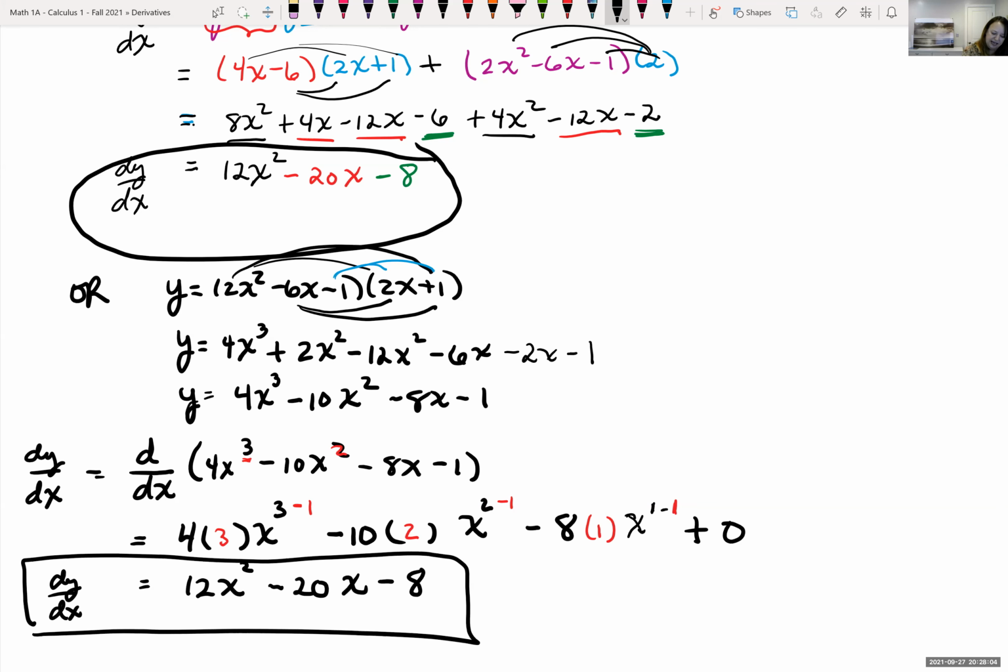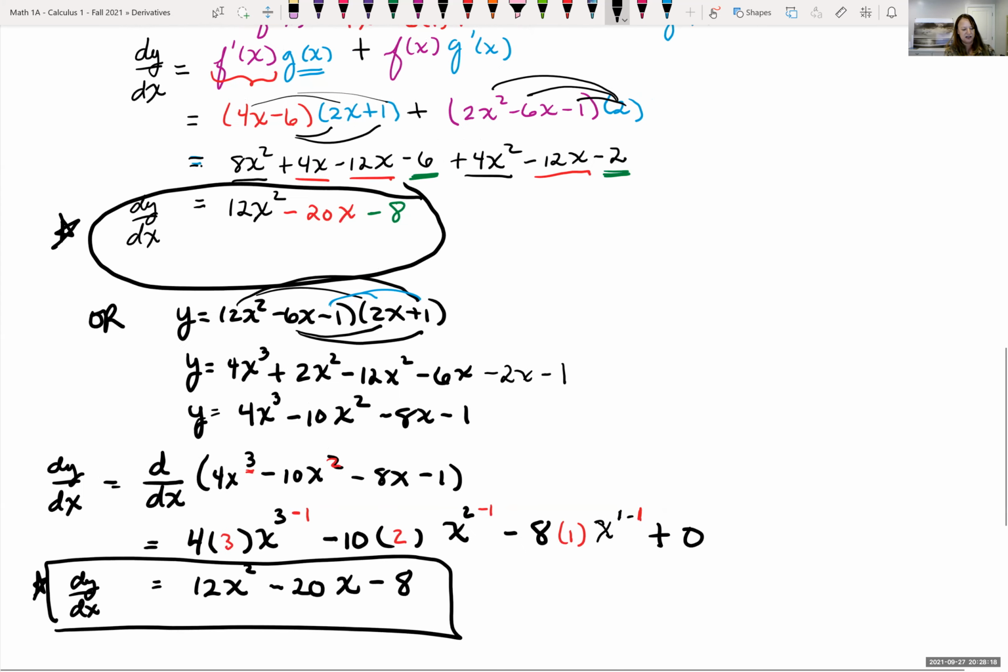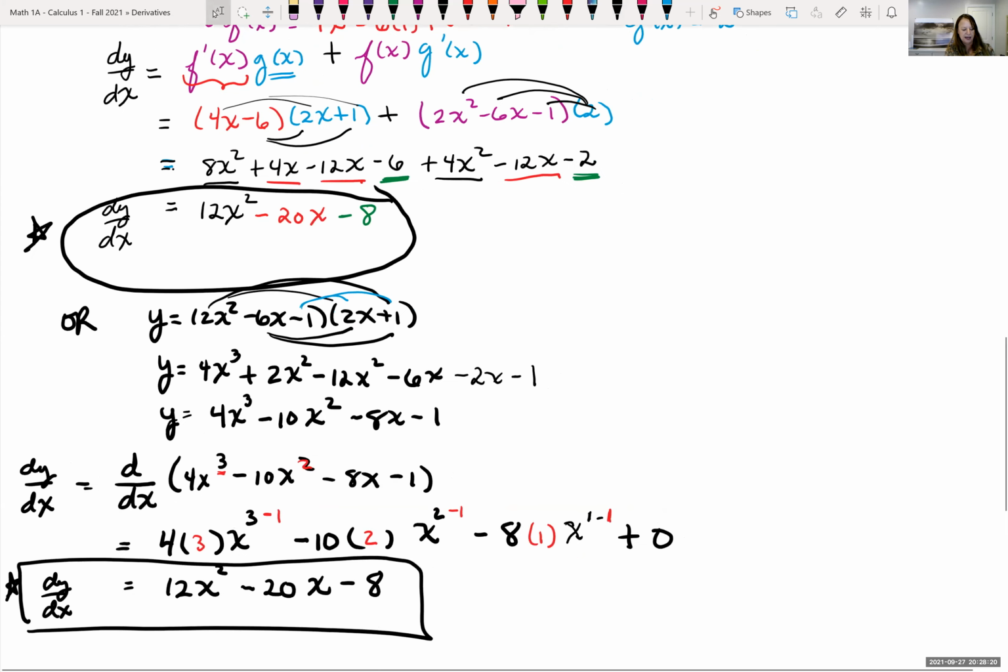So notice that's the exact same thing that we got above by using that product rule. So either way you want to start it. Sometimes it's easier if you first expand and then take the derivative. It's not always the case that we can do that.